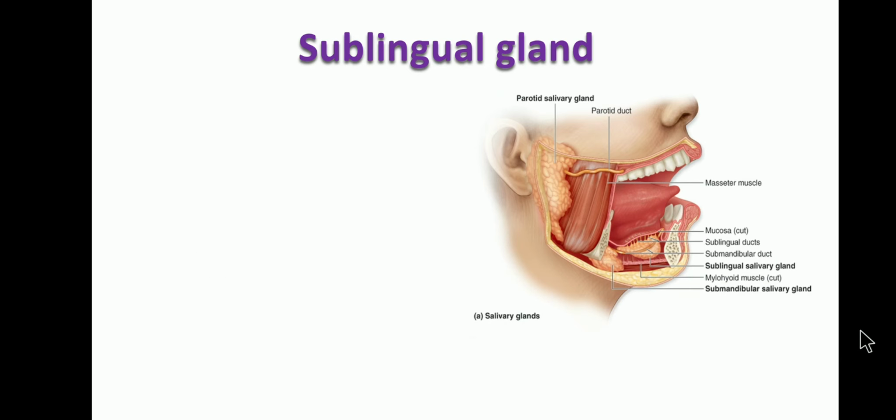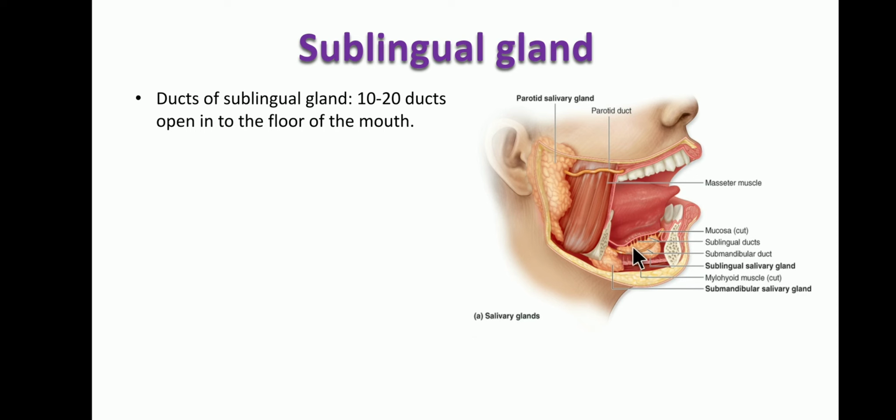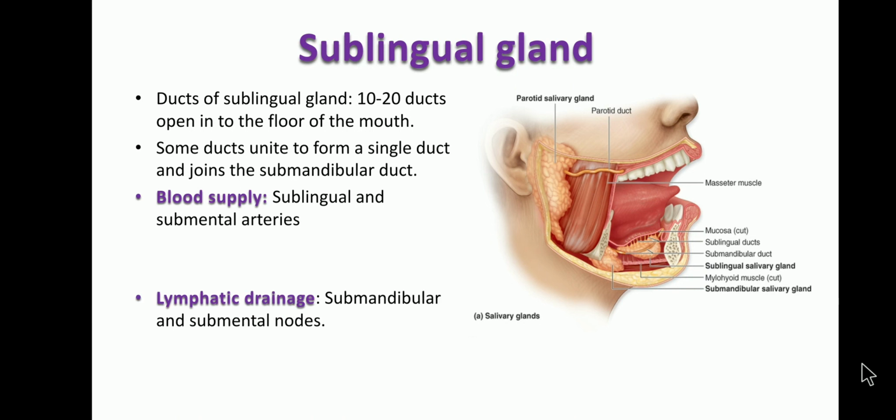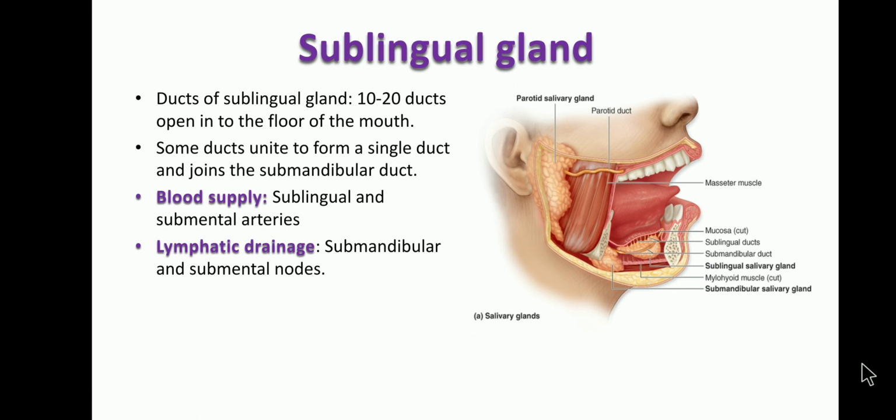Coming to the duct of the gland, there are numerous small ducts, 10 to 20. These ducts of Rivinus open directly into the floor of the mouth. But 4 to 5 ducts unite and might join the sublingual duct. Some ducts unite to form a single duct and join the submandibular duct. Blood supply is by the sublingual and submental arteries. Lymphatics are the same as the submandibular gland, the submandibular and submental lymph nodes, and nerve supply is by the submandibular ganglion.